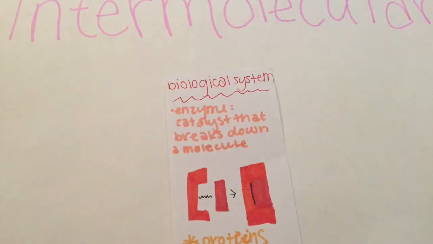So last but not least, we're going to talk about intermolecular forces within biological systems. So an enzyme is a catalyst that breaks down a molecule, but to form that enzyme, the catalyst has to react with the substrate, but they must fit together kind of like a lock and key. And the intermolecular force is what brings the lock to the key so it can react correctly. And intermolecular forces also help keep proteins together and give them their shape.